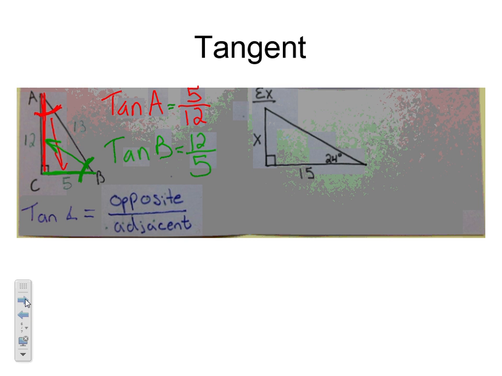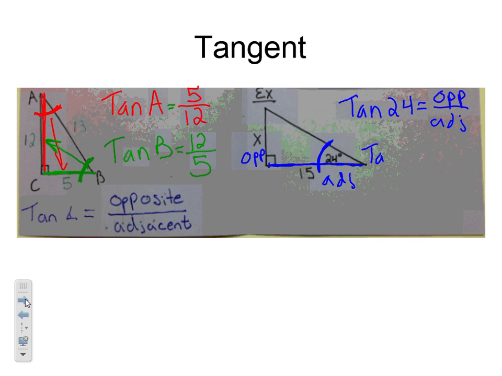So here I have an angle 24. What do I know? I know the opposite, and I know the adjacent, the one it's touching that's not the hypotenuse. So for me to find the tangent of 24, I'm going to use the opposite over the adjacent. Okay, so when I plug that in, I'm going to get tangent of 24 equals opposite of this is x over the adjacent, which is 15.